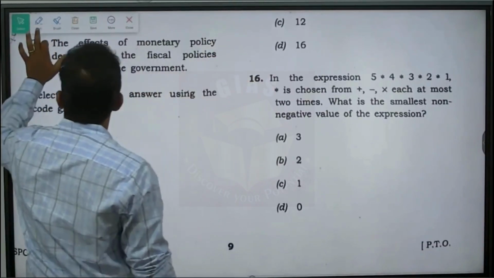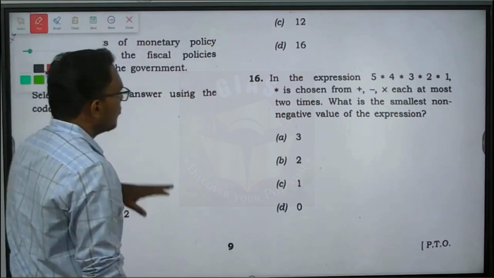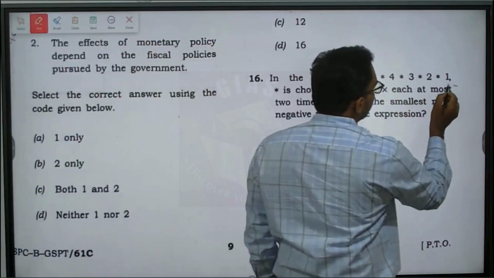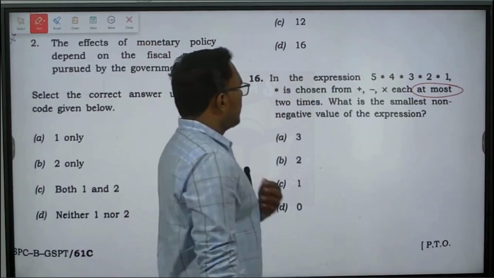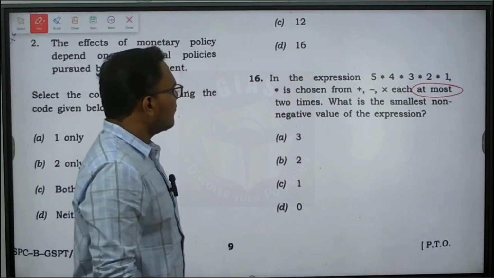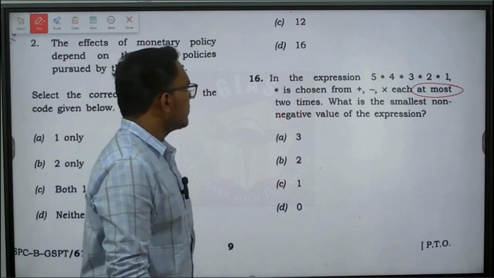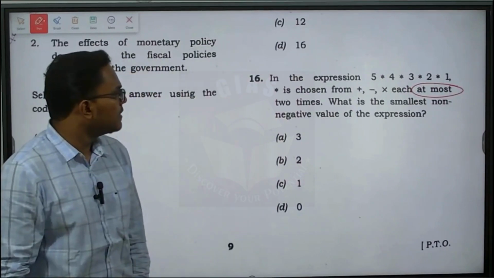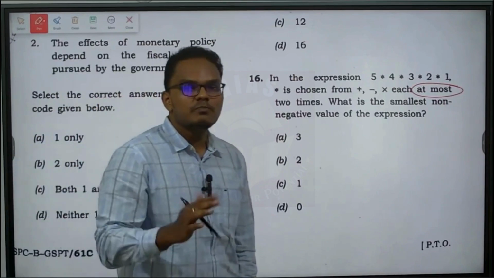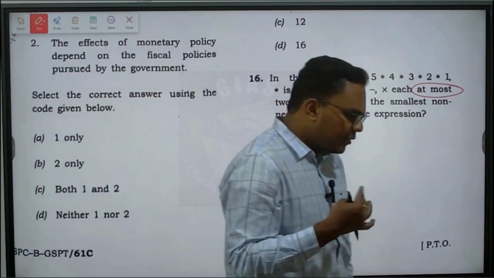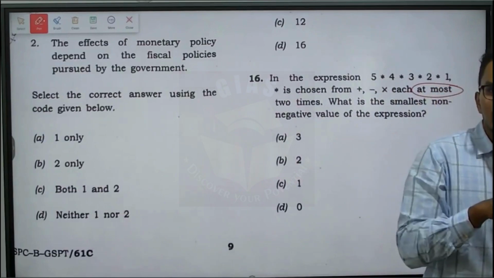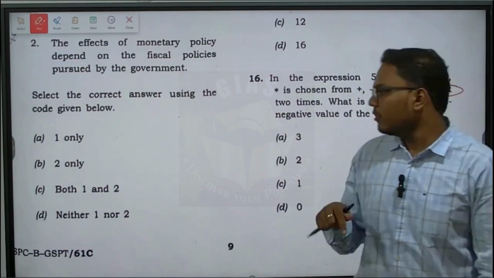Okay, this is a question where you have to go for trial and error. And here this word is the catch. The expression 5 star 4 star 3 star 2 star 1, where each star is chosen from addition, subtraction, and multiplication, each at most 2 times. At most 2 times means maximum: you can either use it once, use it 2 times, or do not use it.